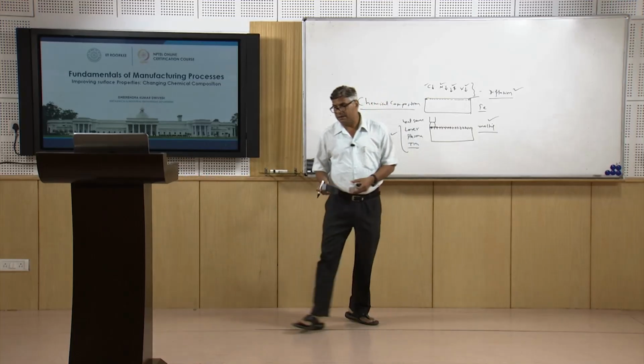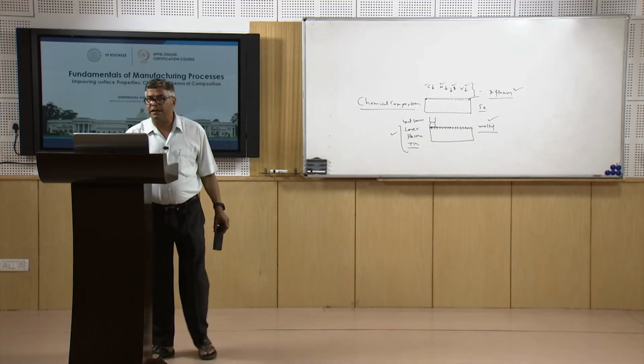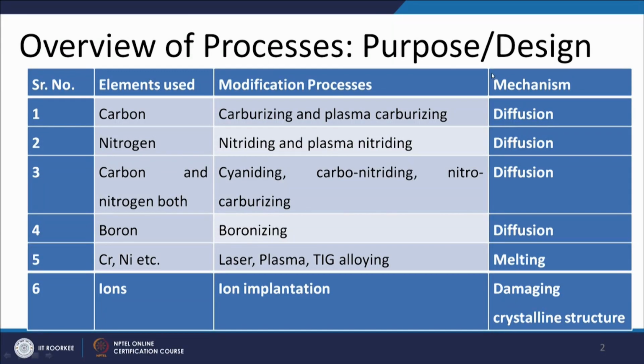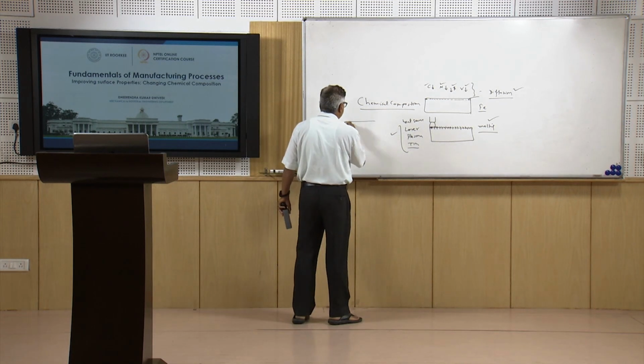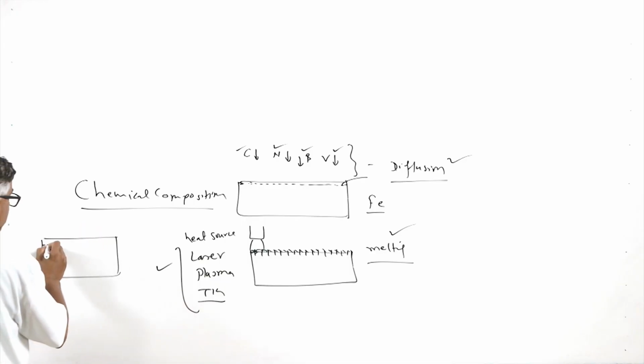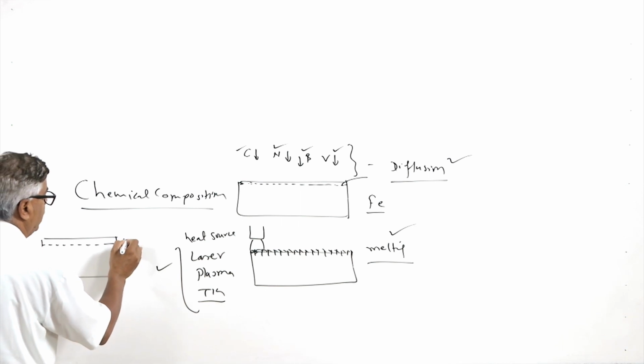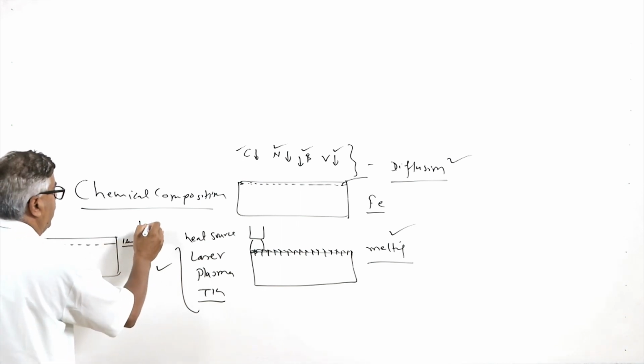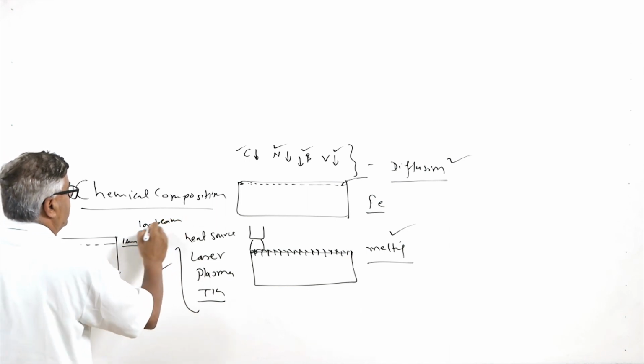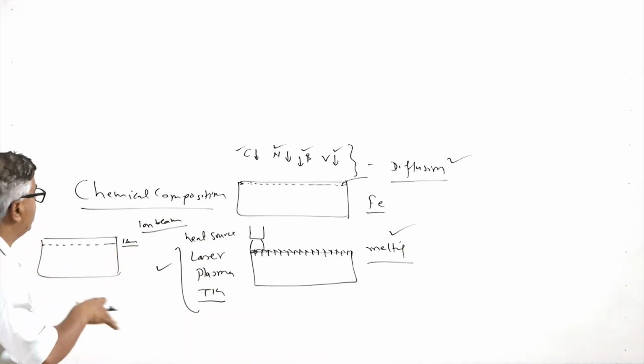So if we see here this slide, it shows the kind of elements that we need to introduce. The kind of elements that we need to introduce will depend upon the purpose for which we want to modify the surface composition and the design of the component. Purpose means what is the extent of the improvement in hardness, and what is the depth of hardened layer needed. Like in some of the cases, the depth of the modified zone or surface hardened layer may be just one or less than 1 micron, like in ion beam modified methods, the methods wherein ion beam is used.